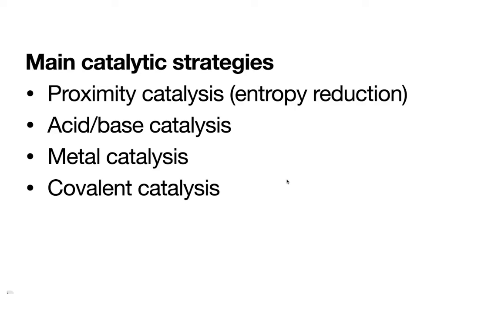Enzymes can use a variety of different strategies to make reactions happen, and different enzymes can catalyze the same reaction in different ways or catalyze different reactions in the same way. And we'll get much more into these catalytic strategies in a further lesson. But for now, this is just what to keep your eye out for. All the enzymes are going to do proximity catalysis. This is also known as entropy reduction. Basically, they just bring things together. They make it easier for them to react. They hold them in the right position to react.